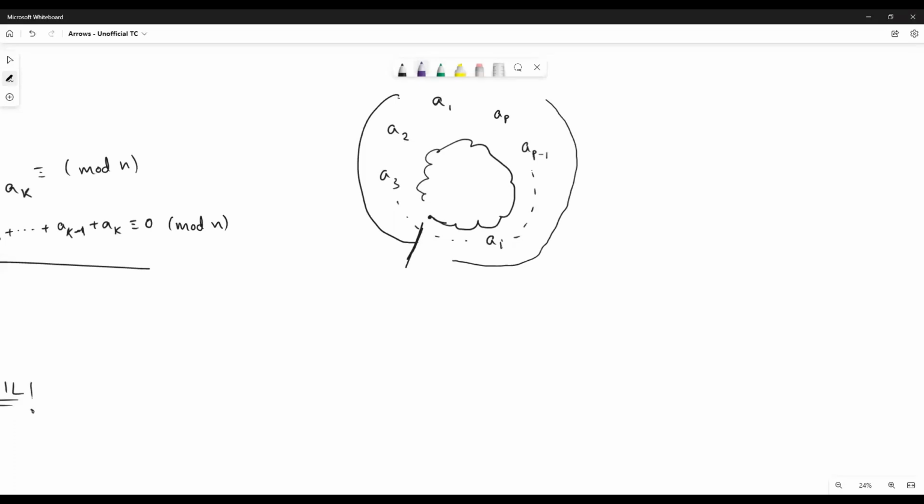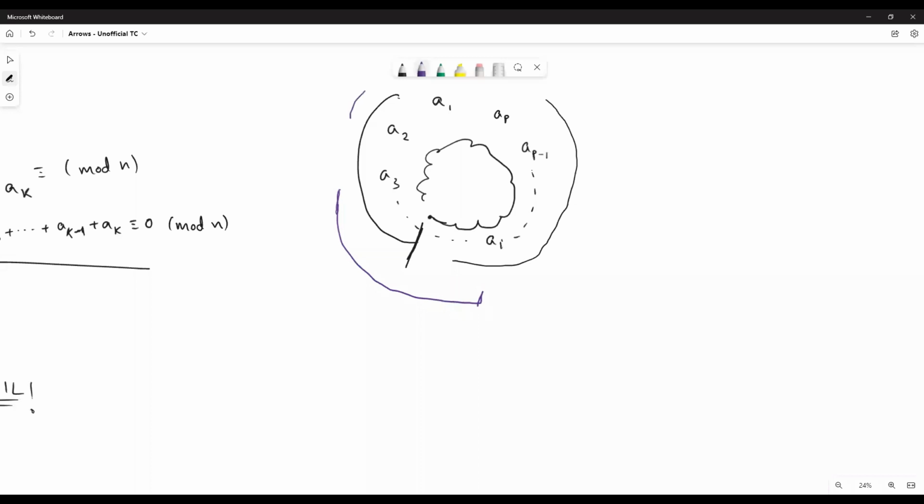P minus K, and we keep doing that. One thing, sorry to interrupt: we may not have the last number as AP in all the cases. If we start at A3, consider any index, because it is a circle, so it doesn't matter. Then we'll start at A2 from the other side.